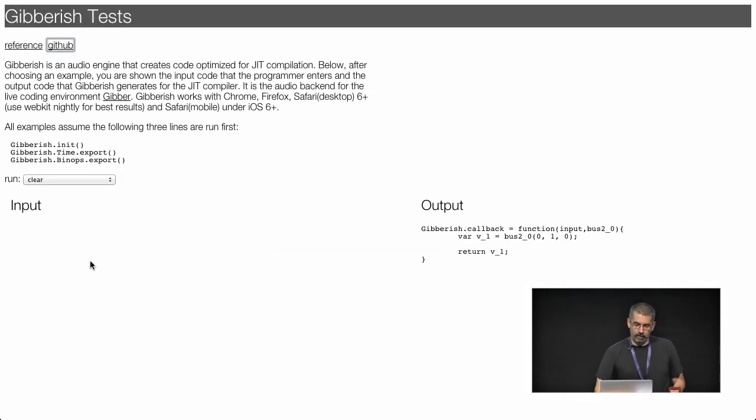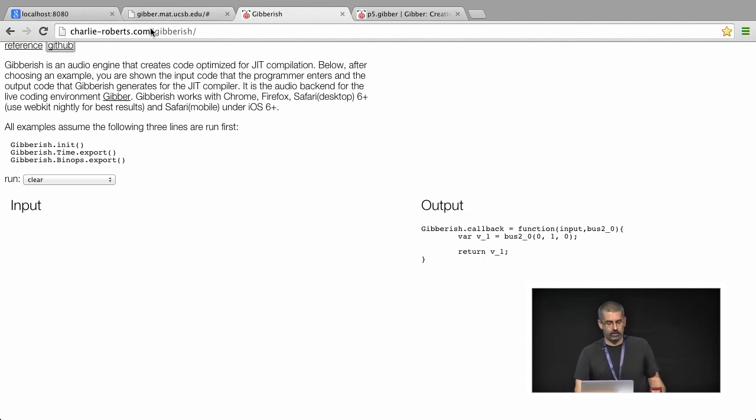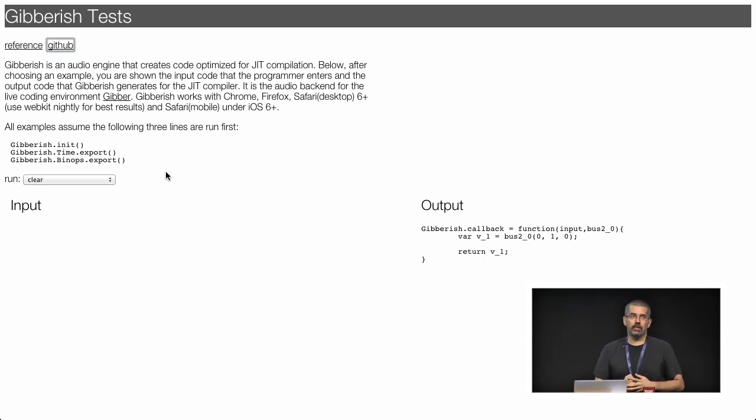So this is the website for Gibberish. It's just charlieroberts.com/gibberish. And basically what Gibberish does, so the Web Audio API provides an audio system for defining all of your audio digital signal processing using JavaScript. And that's what this particular library, Gibberish, actually does.